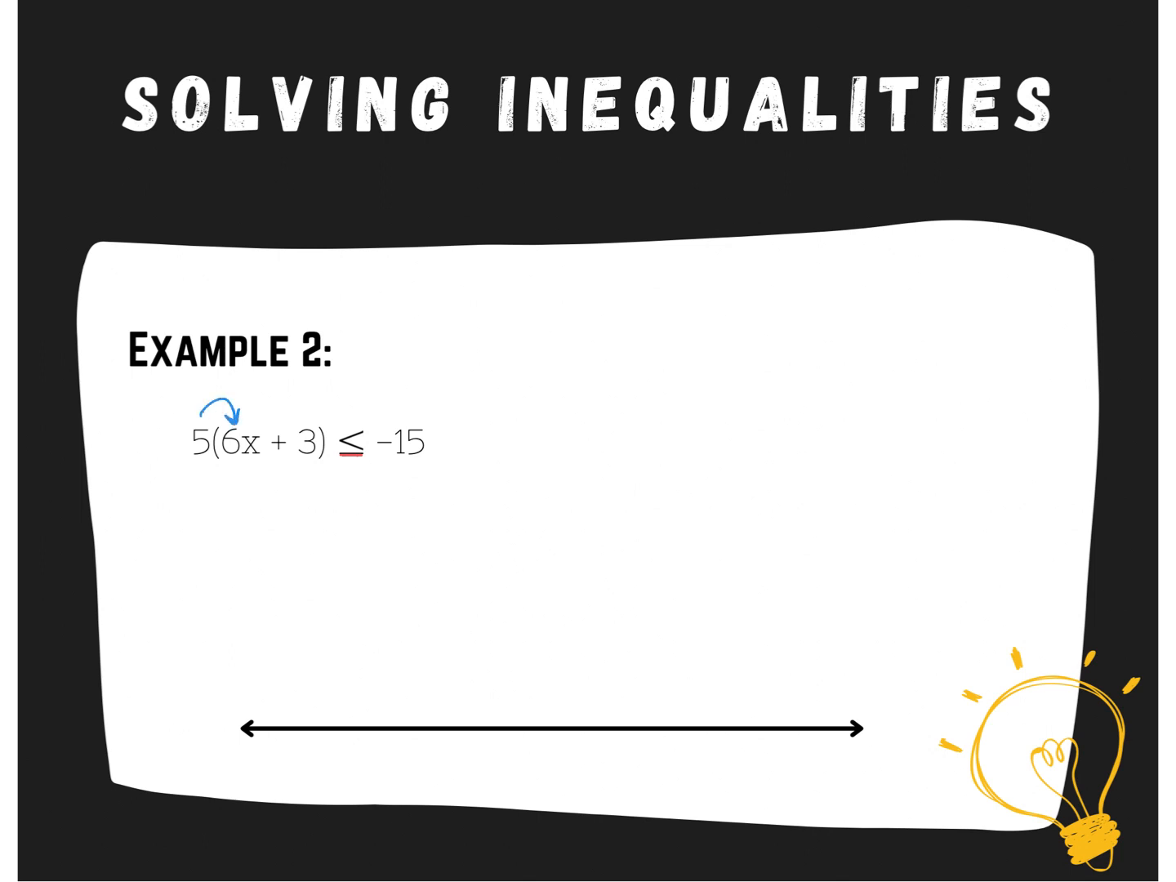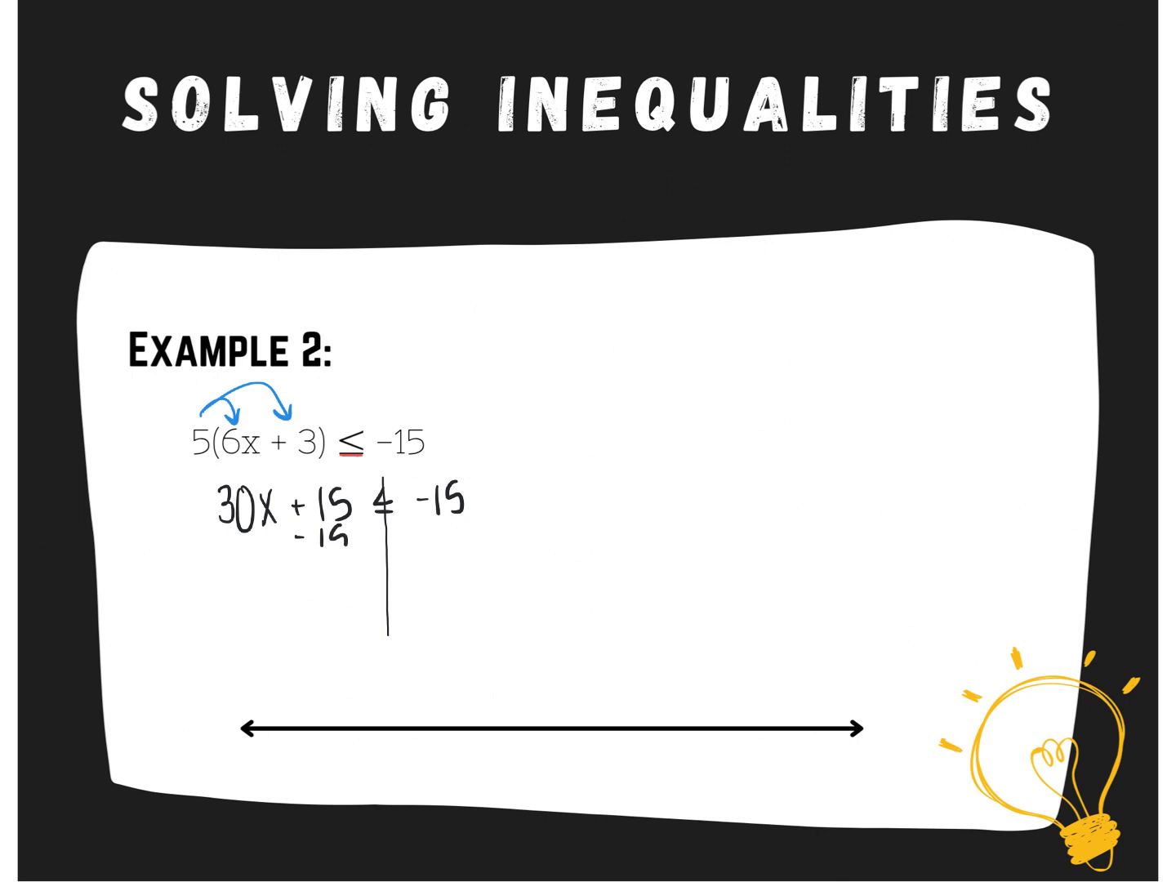I'm going to distribute this 5 to both terms. I'll get 30x plus 15. Make sure you do not write an equal sign. We're not working with an equation, right? So it's less than or equal to negative 15. For my students, again, it's helpful to draw that line just to remember that there are two sides to the inequality, and we have to do the same thing on the left as we do to the right.